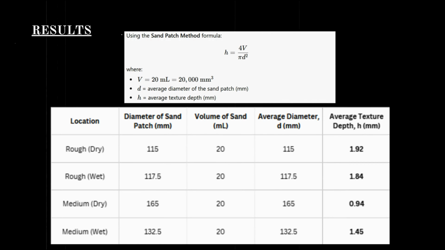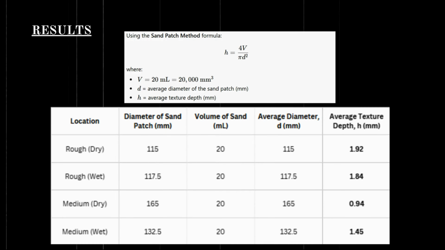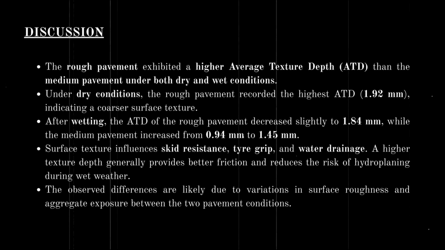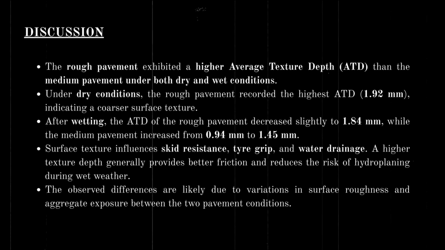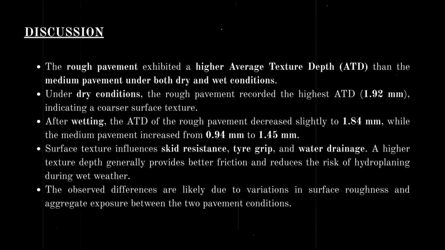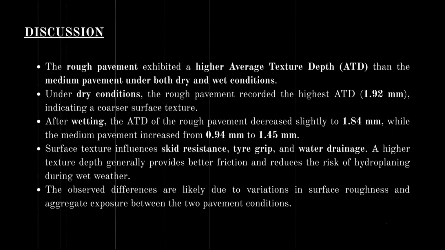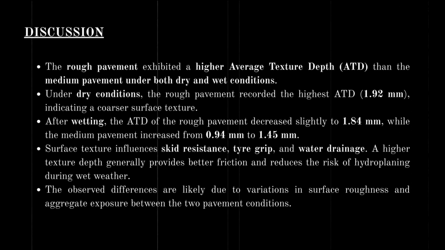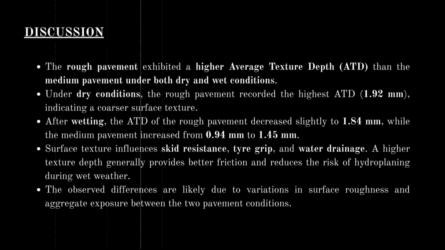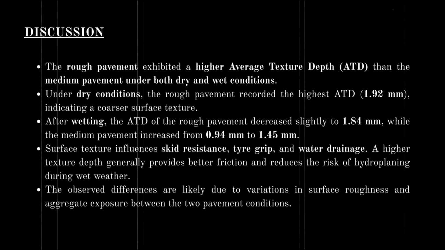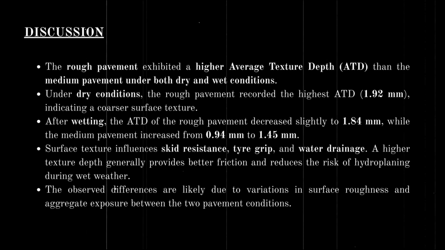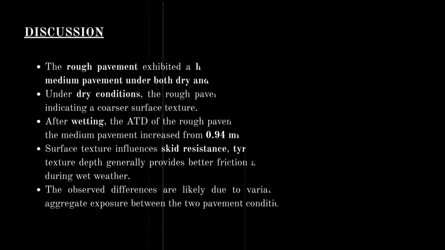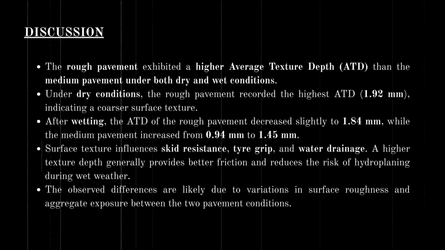This is the result obtained from the test. The rough pavement exhibited a higher average texture depth, ATD, than the medium pavement under both dry and wet conditions. Under dry conditions, the rough pavement recorded the highest ATD, 1.92 mm, indicating a coarser surface texture. After wetting, the ATD of the rough pavement decreased slightly to 1.84 mm, while the medium pavement increased from 0.94 mm to 1.45 mm. Surface texture influences skid resistance, tire grip, and water drainage.